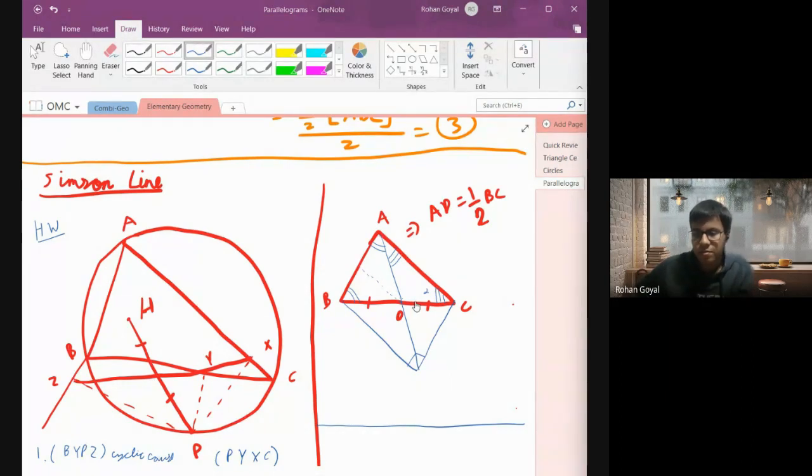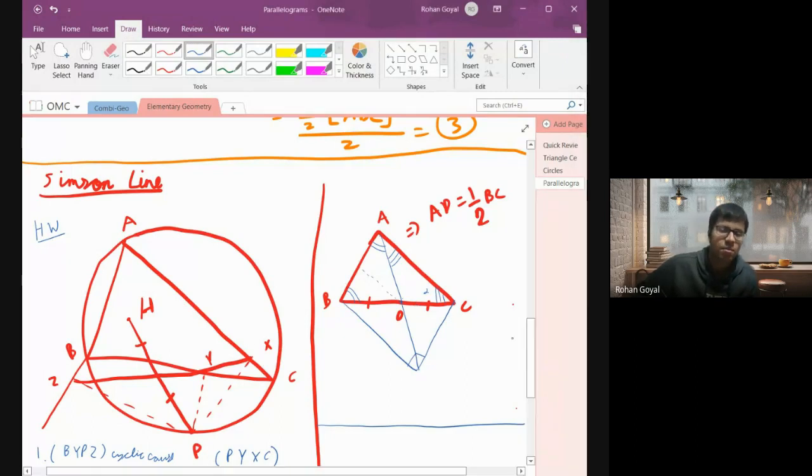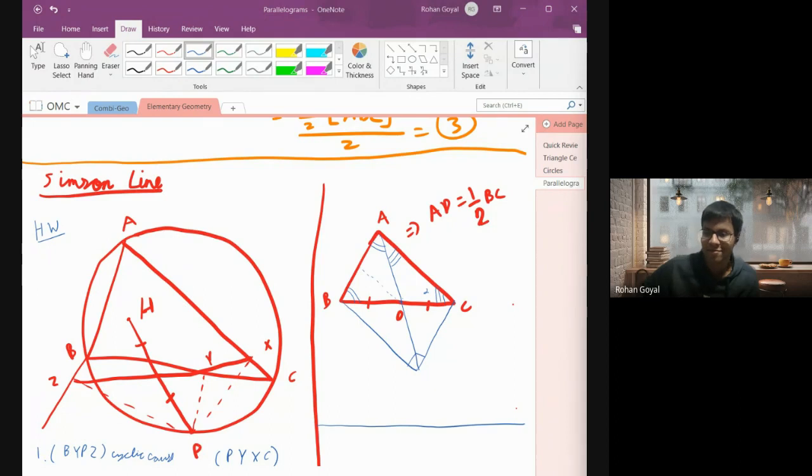All right then. Yeah, but somehow I like the first part of the proof better for some reason. Any doubts, anything?